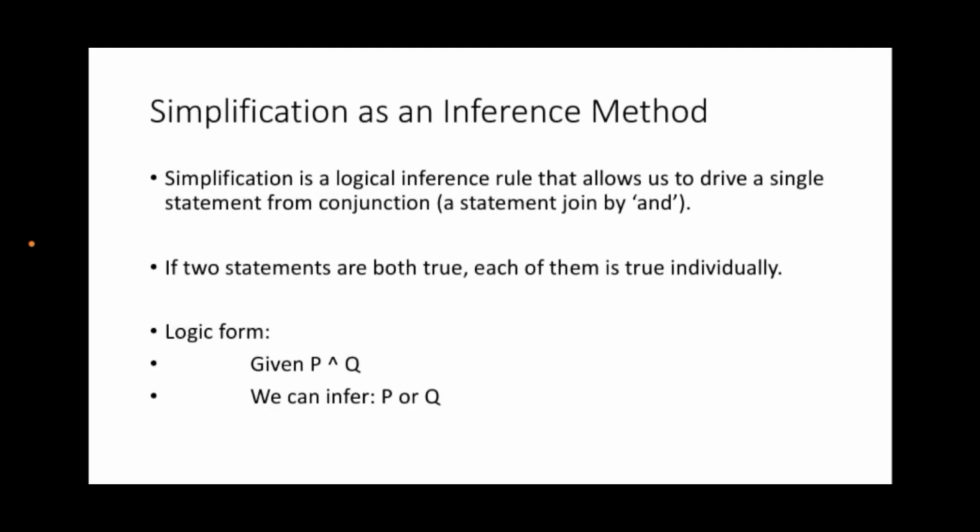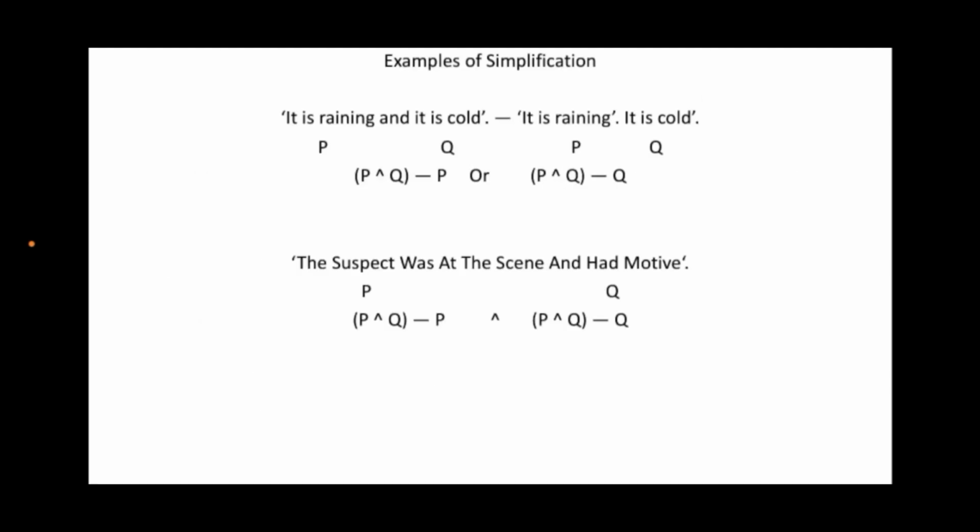And let's look at the examples here so we better understand. Here I have two examples, and the first one is it is raining and it is cool. So this statement is true. And if it's true, then either statement can be true individually: it's raining can be true on its own, it is cool can be true individually. We can represent this in logical form as it's raining is our P, and it's cool is our Q. So P and Q infer P, or P and Q infer Q.